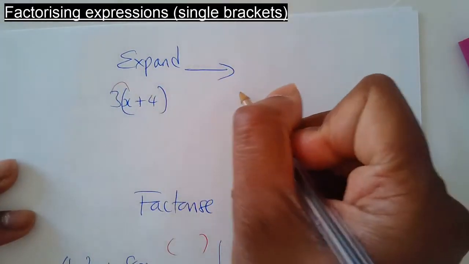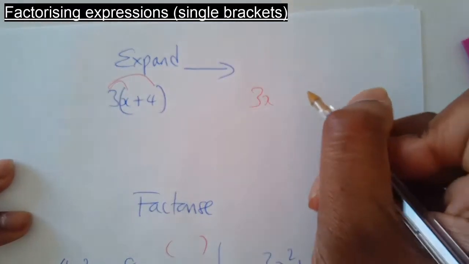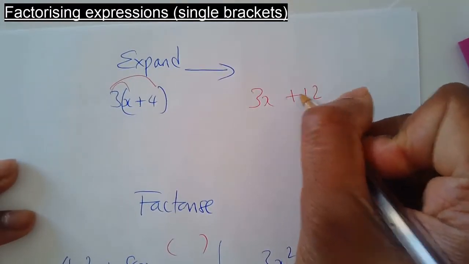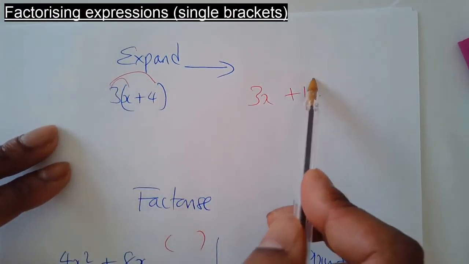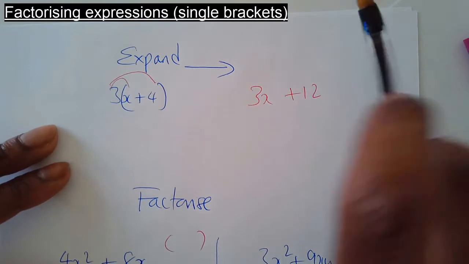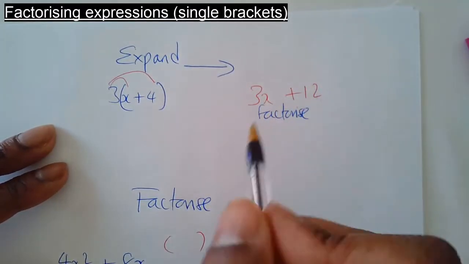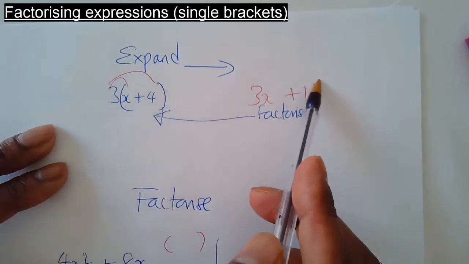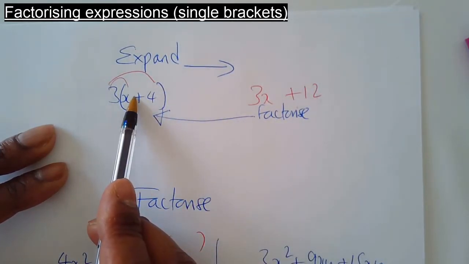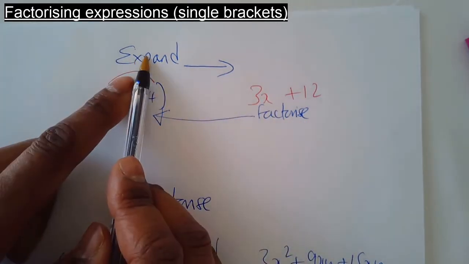3 times x, 3x, 3 times 4, 12. So when you expand, you get this. But if I was given this as a question and I was told to factorize this, that would take me back to this. So to factorize this, that would be the answer. So really, factorizing is the opposite of expanding.